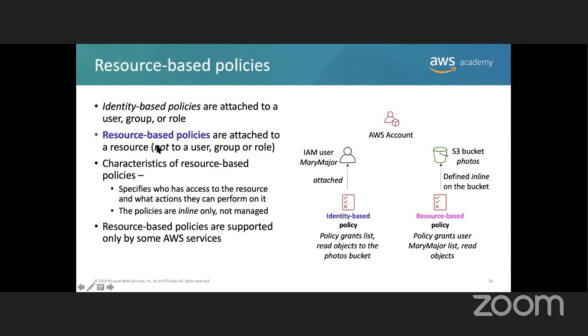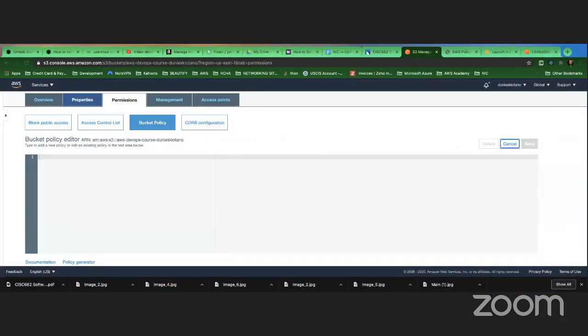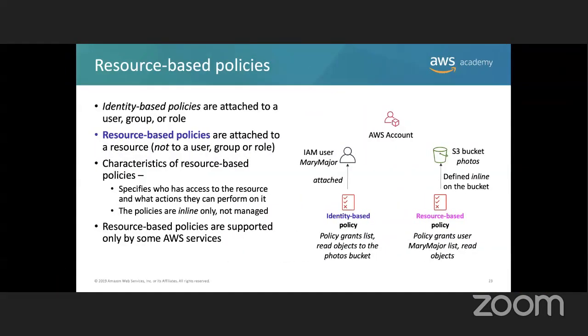Resource-based policies. Identity-based policies are attached to a user, group, or role. Resource-based policies are attached to a resource, not to a group or role. Something that we already spoke about. What are the characteristics of resource-based policies? They specify who has access to the resource and what actions they can perform on it. The policies are inline only, not managed, exactly what I showed you before. In the IAM console, I'll show you an inline policy, which is not managed, and the other one, the managed policies.